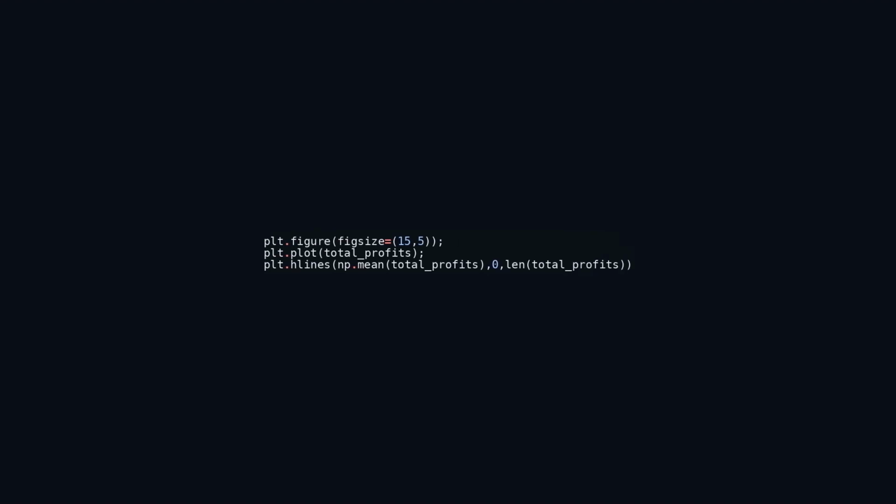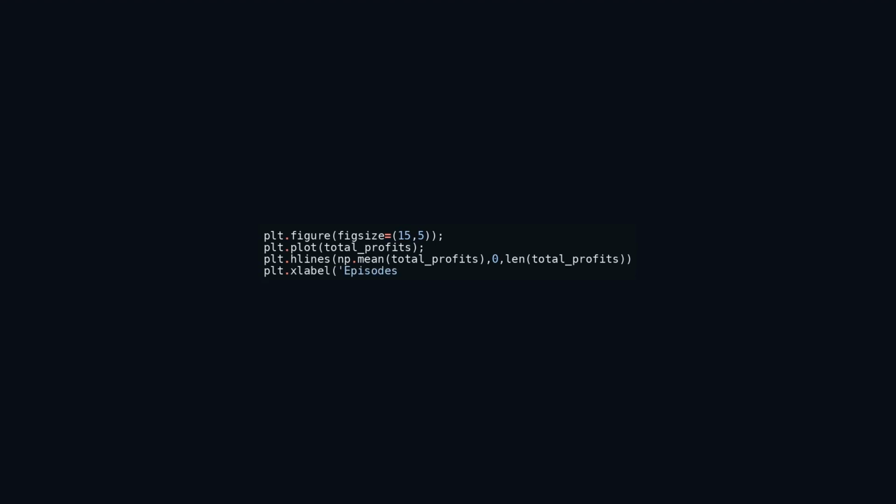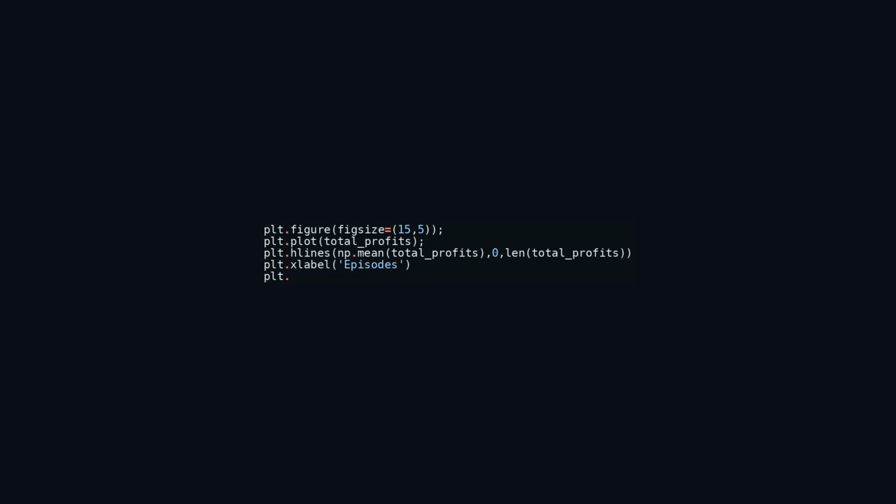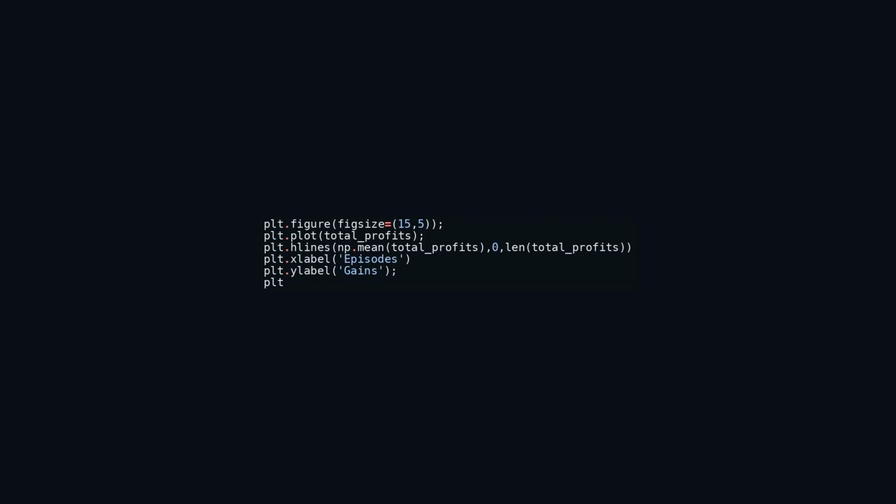Mean total profits, plotted to provide a visual representation of the average profit level. 4. Assigning the x-axis label as episodes through plot. Label episodes to denote the data presented on the horizontal axis. 5. Defining the y-axis label as gains with plot. Label gains to describe the data depicted on the vertical axis.